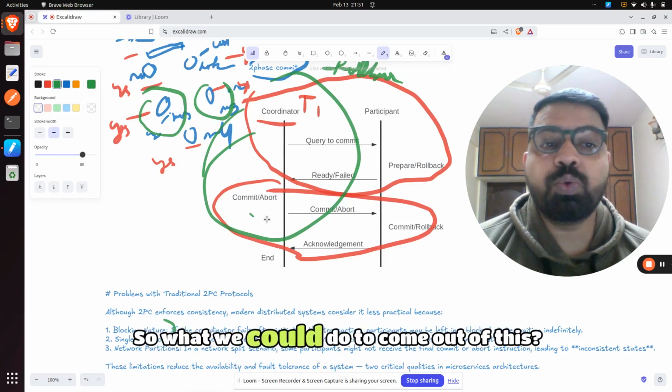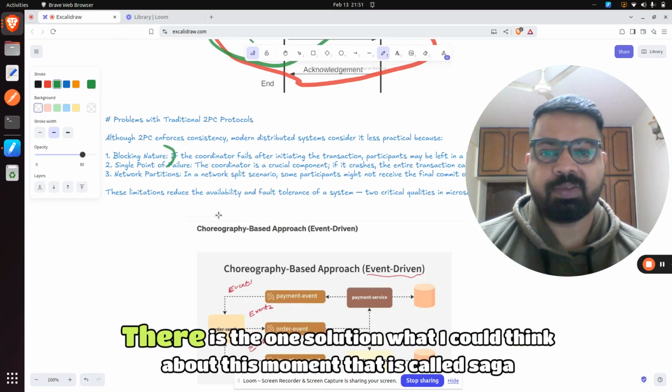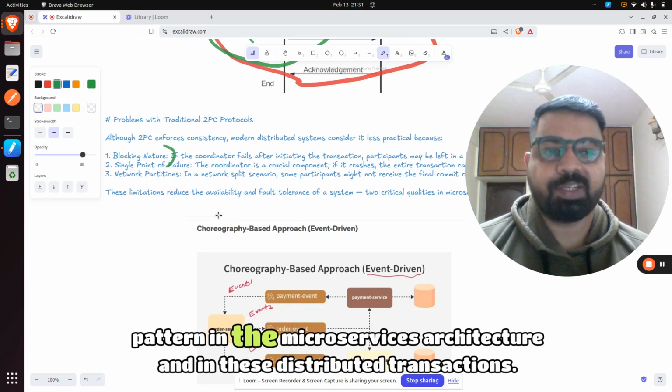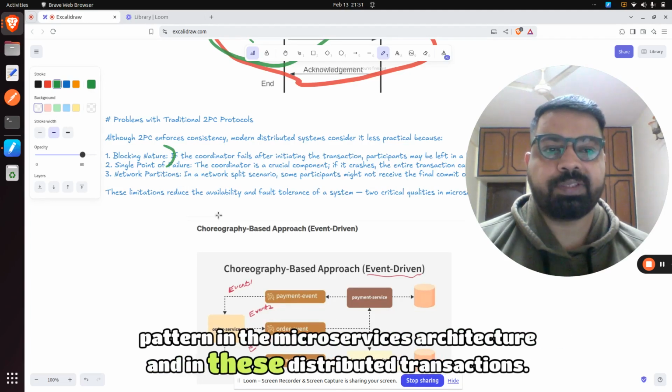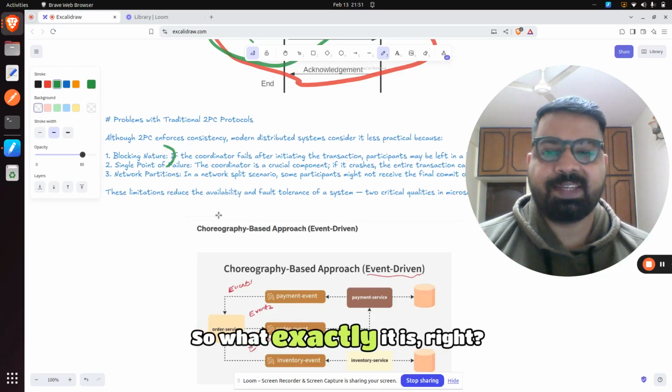So what could we do to come out of this? There are many things we could do. One solution I can think of at this moment is called the Saga Pattern in microservices architecture, in these distributed transactions or distributed systems. So what exactly is it?